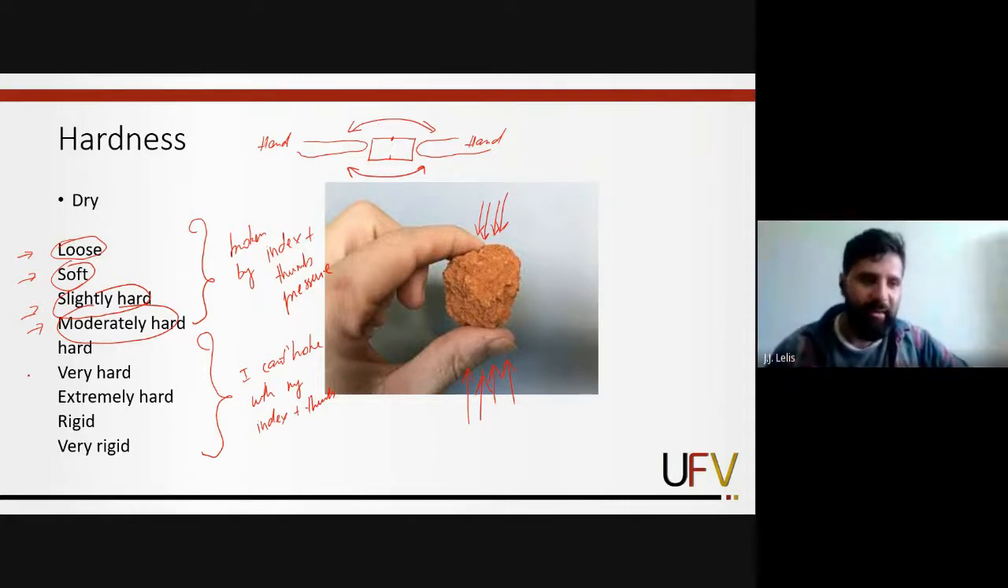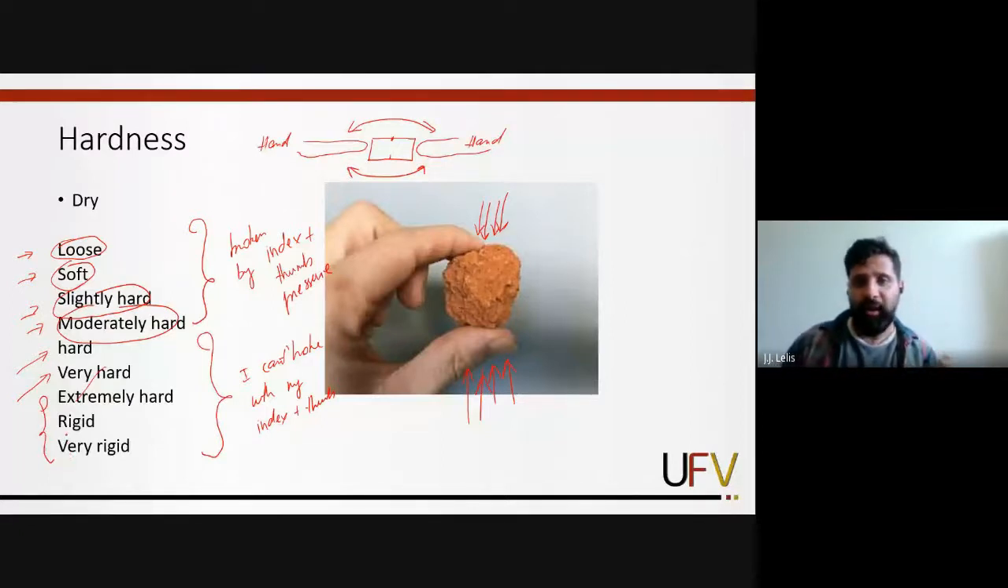If I easily break my pad, my aggregate, using my two hands, it has a hard consistency. If I break it, but not so easily, it has a very hard consistency. If I use a lot of energy, a lot of pressure, and I can't break my material, it could be extremely hard, rigid, or very rigid.